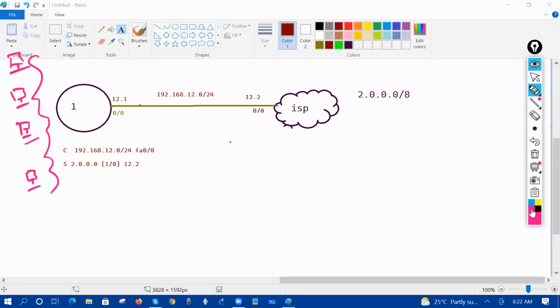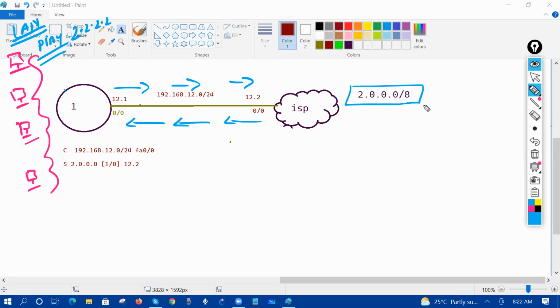So right now, whatever users are present behind router one, in the LAN network, are able to reach this network. If they ping 2.2.2.2, all my traffic goes via this physical medium, and my return traffic comes via this physical medium. So there is no issue. All these users can communicate with this particular person.